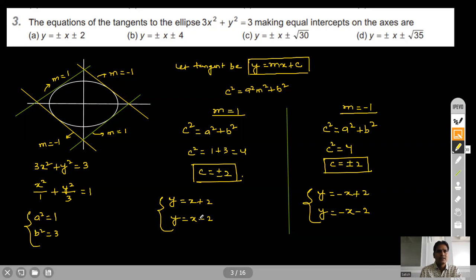So seeing the options, option A is correct, right? y = ±x ± 2. So I hope it is clear to all. The only point to note is any straight line which is making equal intercepts can have slope either +1 or -1. Okay.